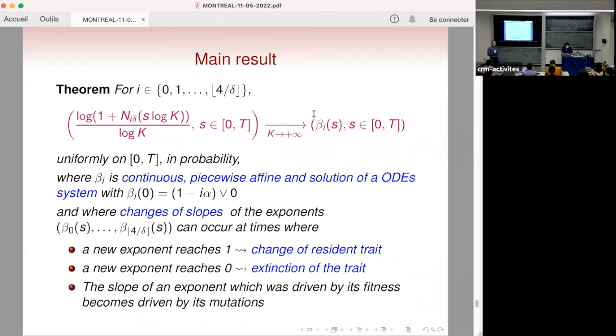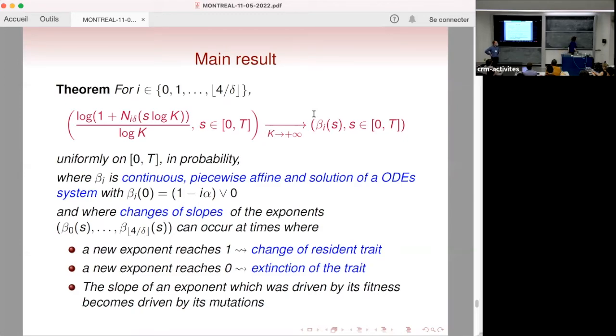And another question. Could you remind us of the scales of the selection and mutation? Is this a strong selection regime or a weak selection regime or something in between?